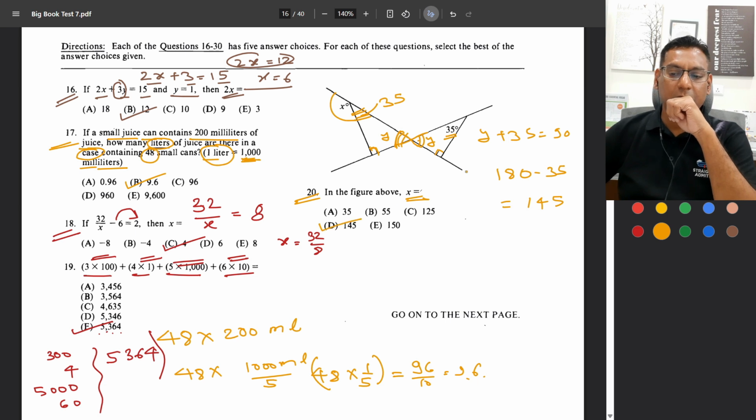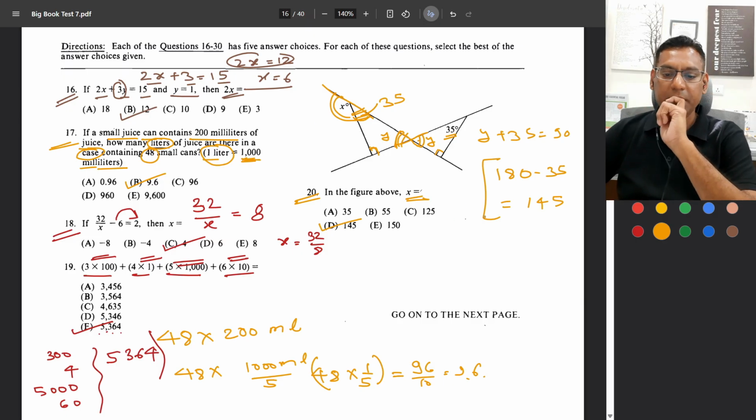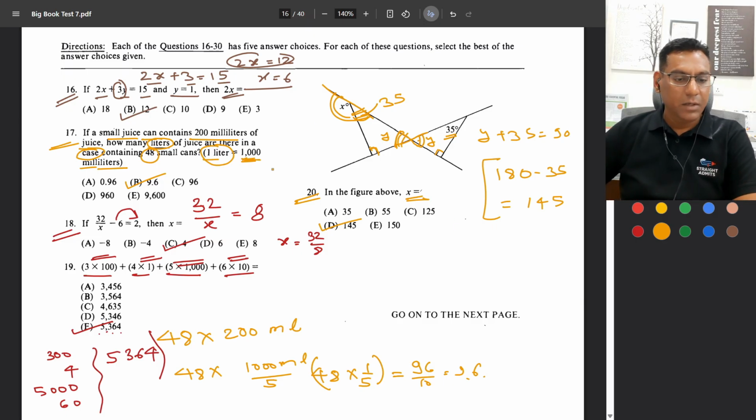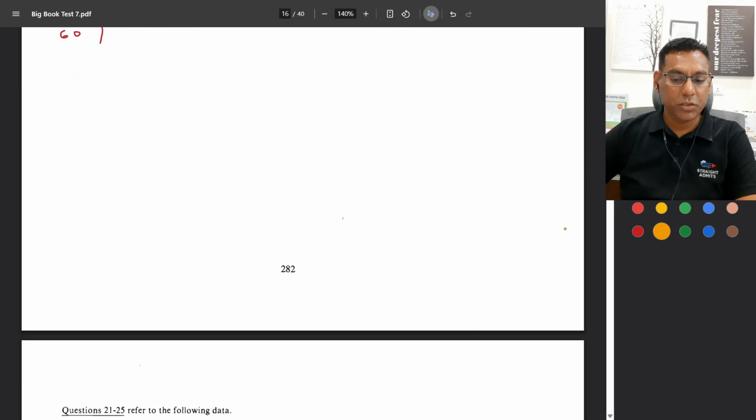That's answer D. Why am I saying this? Because again, this is on this line, so this angle plus this angle has to add up to 180. So I'm getting 145 as the answer. Right. So as I keep saying, this is sort of the easiest, most straightforward lot.